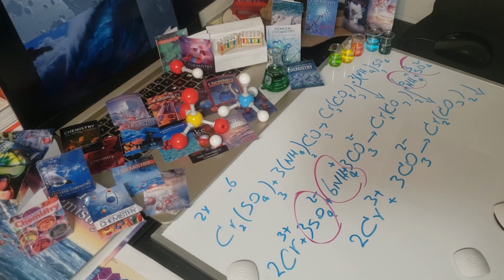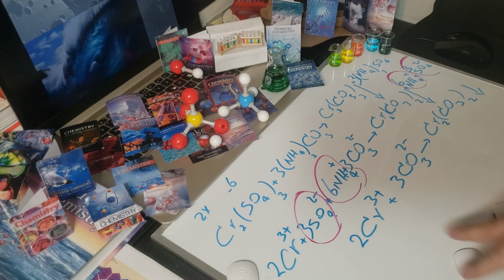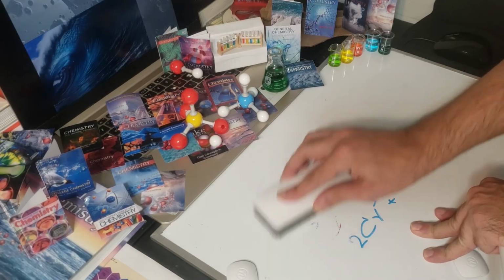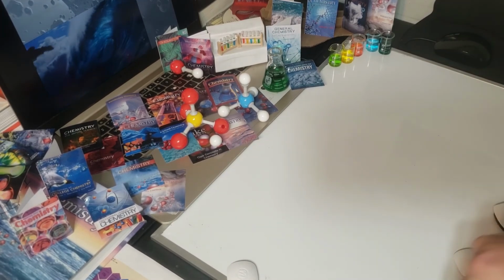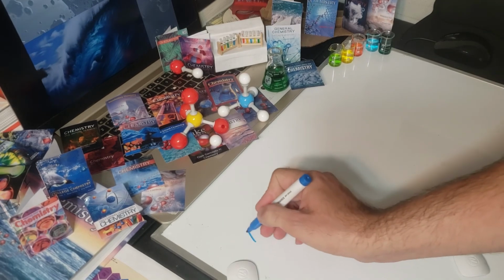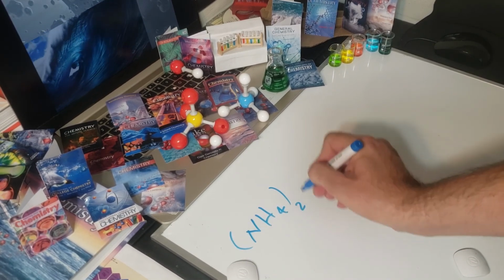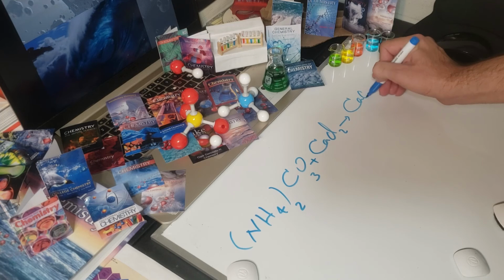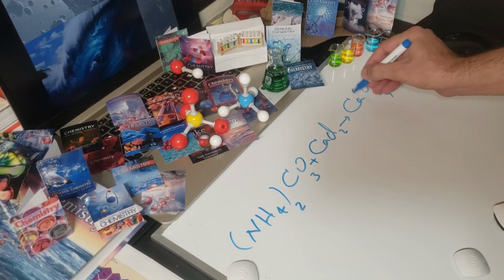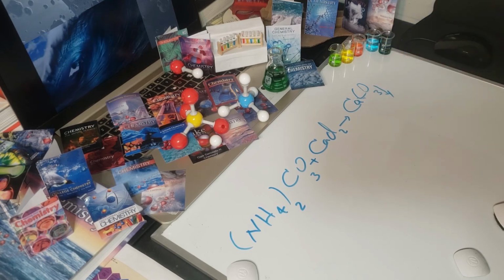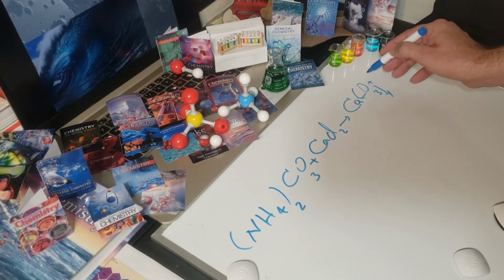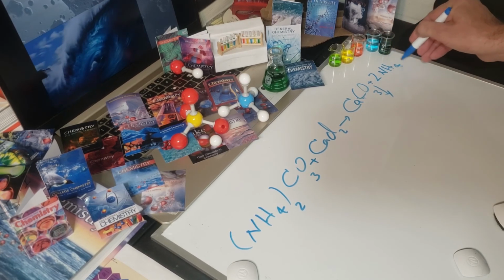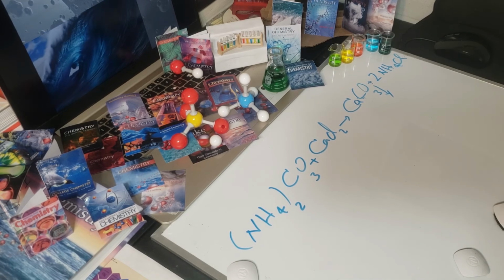Okay, let's do my final example here before I wrap up this video, and that's (NH4)2CO3 plus calcium chloride, giving me calcium carbonate, which is my precipitate. That's a C. Okay, and this is also calcium. And 2 NH4Cl. Okay, that's ammonium chloride.